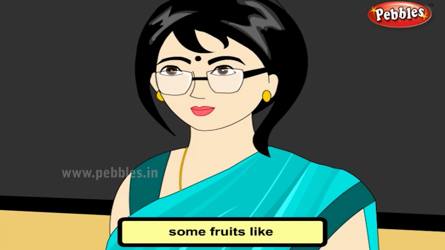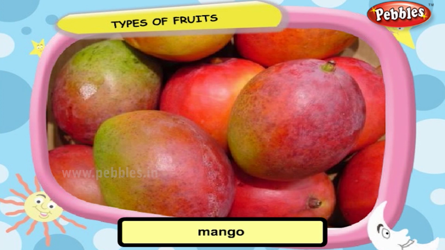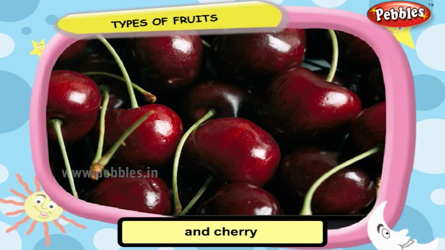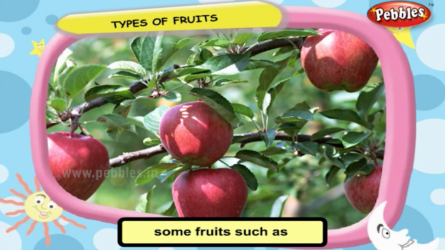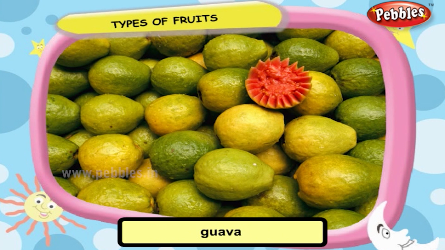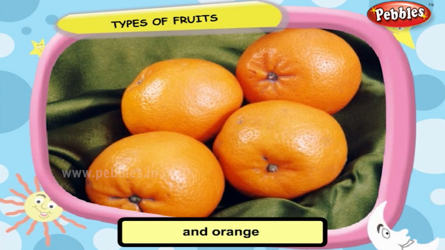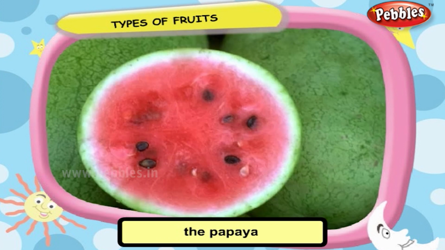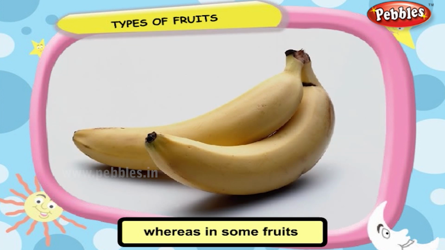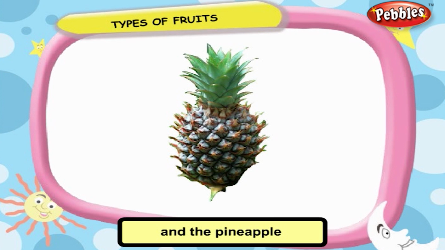Some fruits like mango, plum, and cherry contain only one seed within them. Some fruits such as guava, apple, and orange have a few seeds within them. Some fruits like the papaya and the watermelon contain many seeds, whereas some fruits like the banana and the pineapple do not have seeds within them.